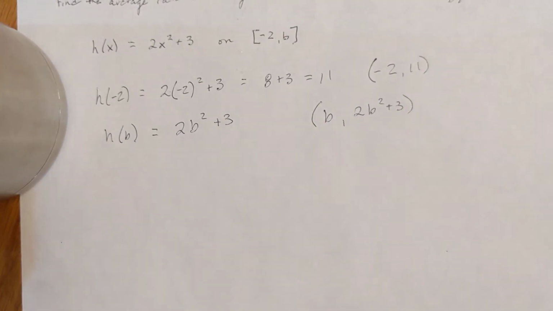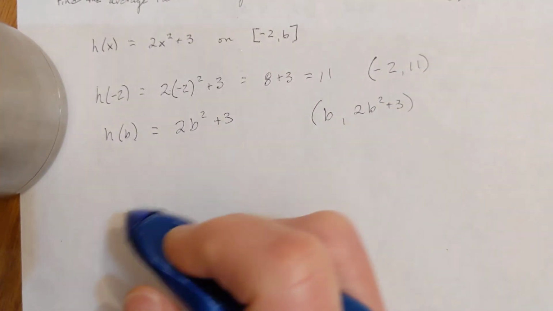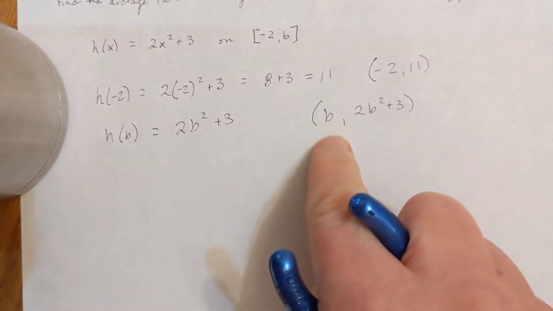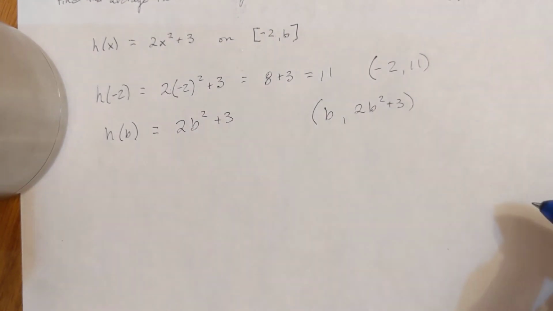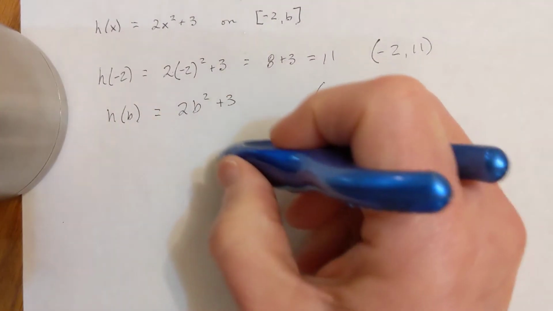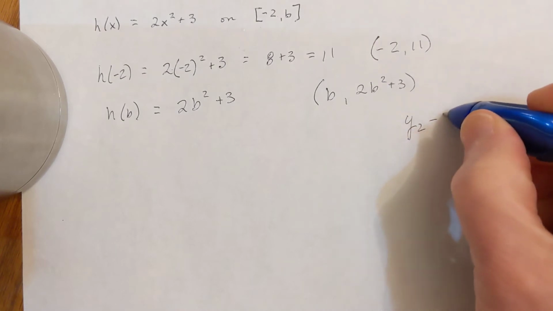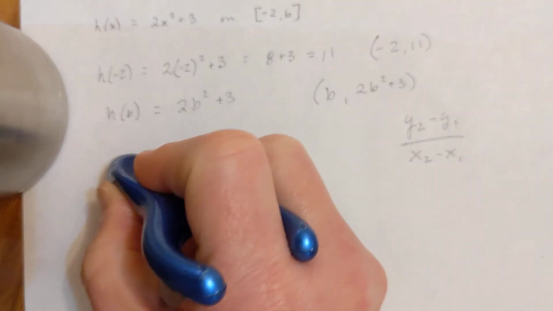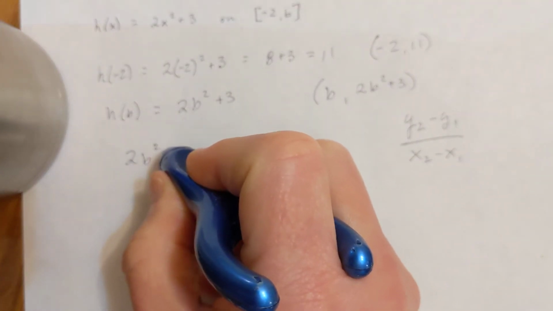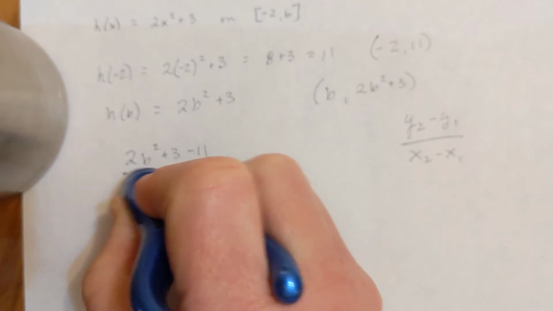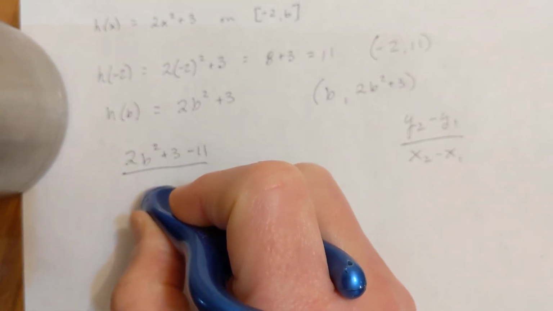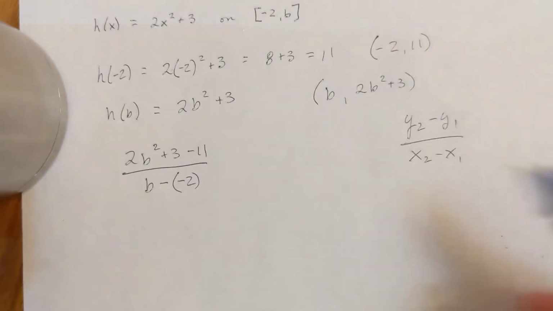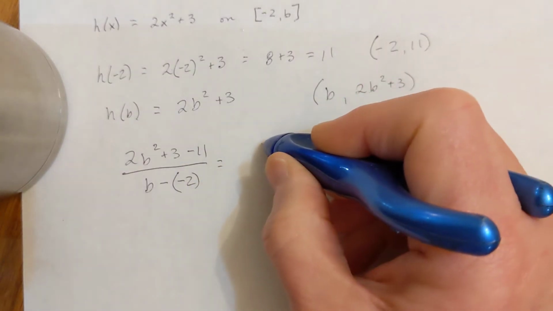The average rate of change is the slope between these two endpoints. Doesn't matter what my curve looks like. It's these two endpoints, and I find the slope of those two endpoints. And we all know the slope is y2 minus y1 over x2 minus x1. So 2b squared plus 3 minus 11 over b minus -2. That's my average rate of change.